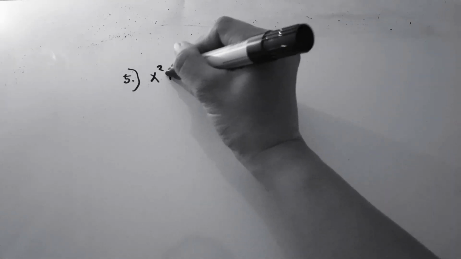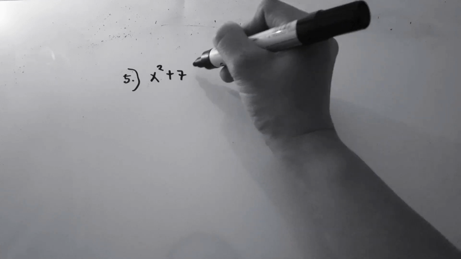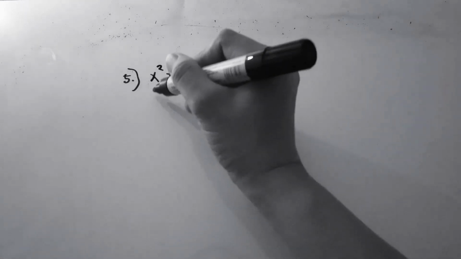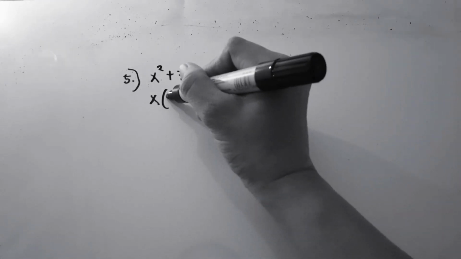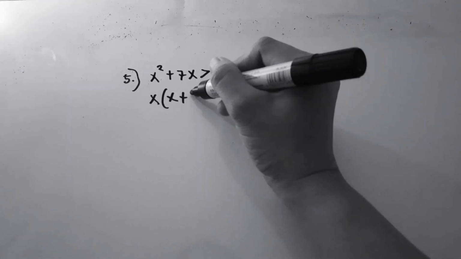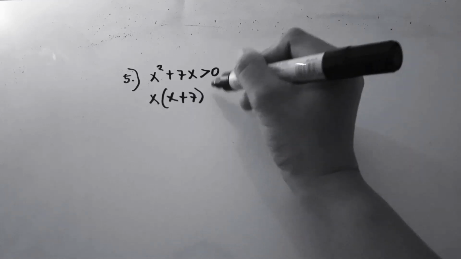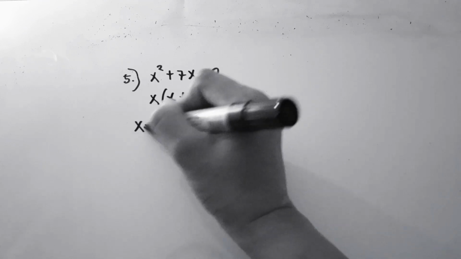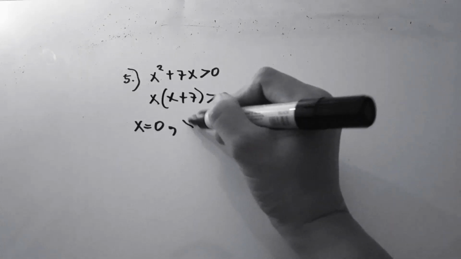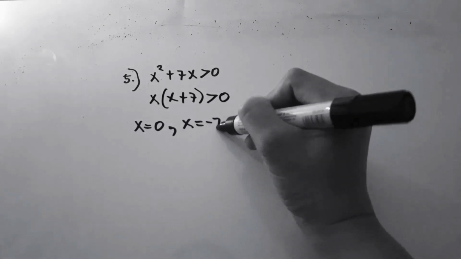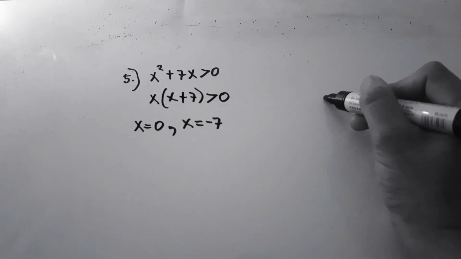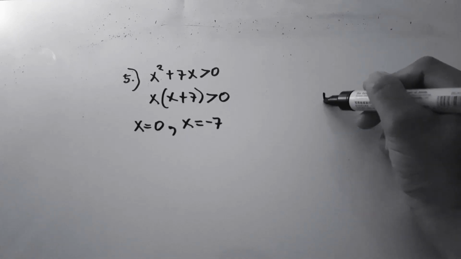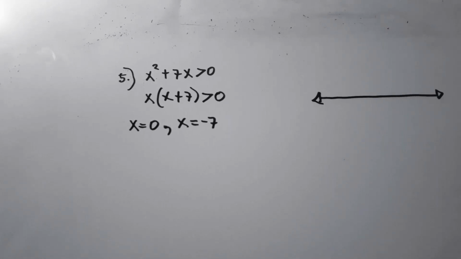Next, x squared plus 7x is greater than 0, where we can factor x, quantity x plus 7, which is greater than 0. And the value of x here is 0, and x is equal to negative 7. And then we can draw a number line here.